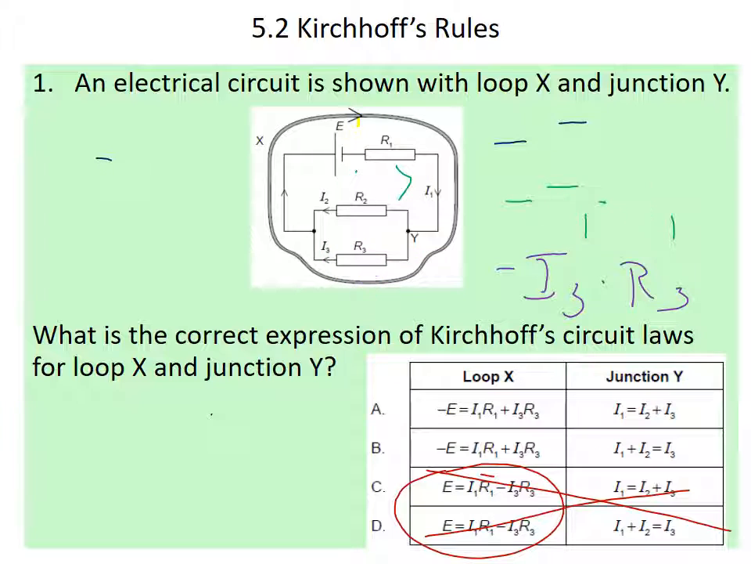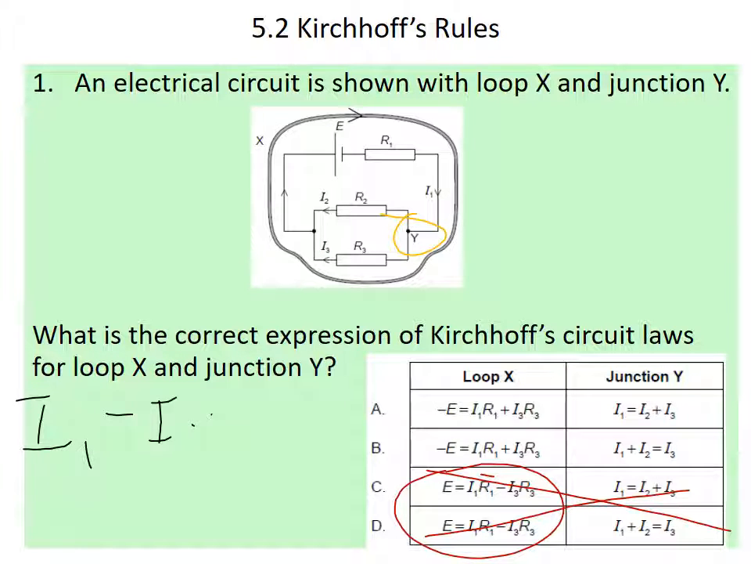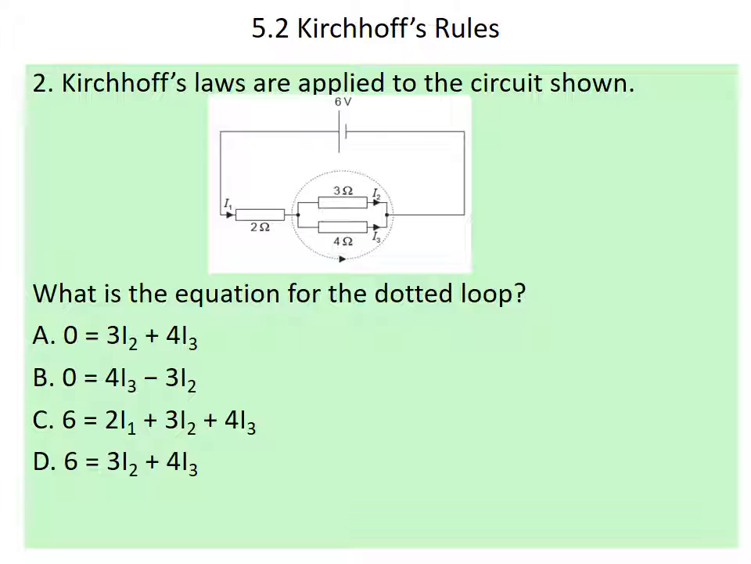The junction Y is at the bottom right-hand side of the circuit. Here is my junction Y. I just look at the current going in and the current coming out. I1 goes in, it's positive. I2 and I3 come out, that's negative. That gives me an equation for junction Y: I1 minus I2 minus I3 equals 0. If I add I2 and I3 to both sides, I can clearly see which of the remaining two answer choices is correct. Question 2, last but not least, what is the equation for the dotted loop shown?